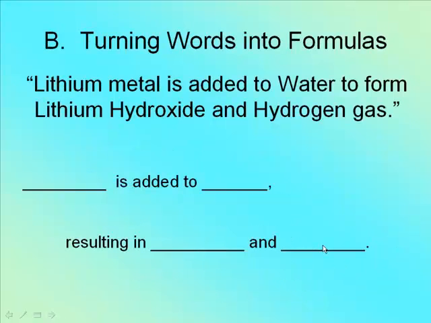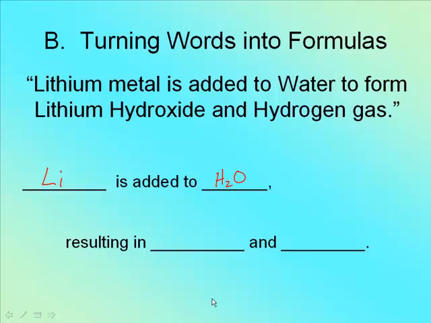So let's complete this. Let's remember some of our naming. Quick review. Let's turn the words into formulas. So here's a reaction written out in words. Lithium metal is added to water to form lithium hydroxide and hydrogen gas. So let's do this in two ways. It says lithium metal. Well, we know lithium from our previous screen is Li, is added to water. And of course, we know water is H2O.